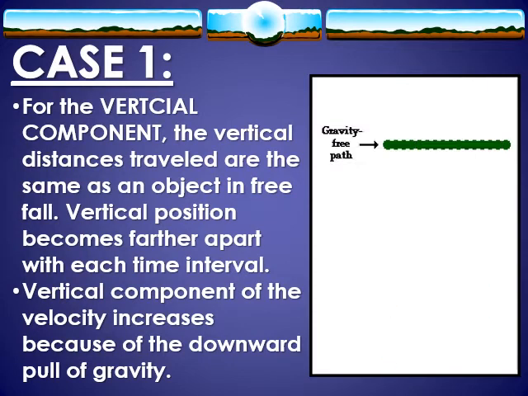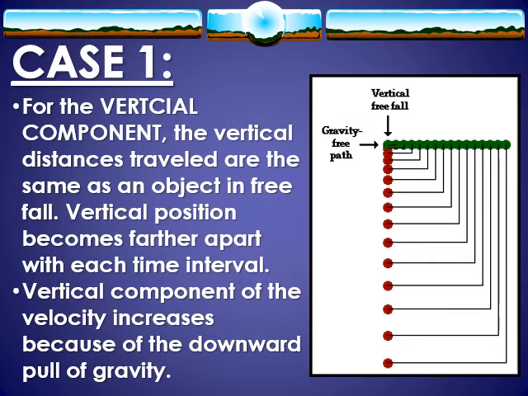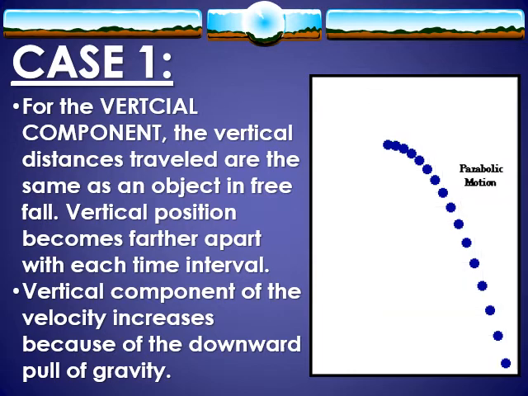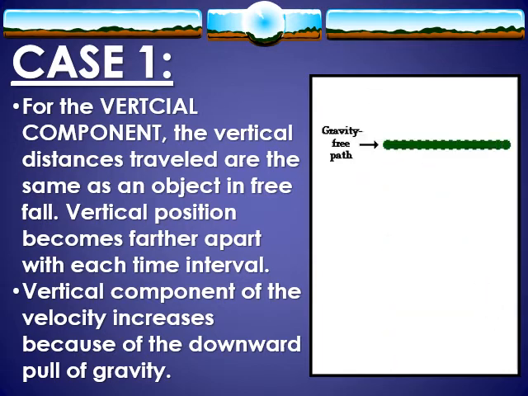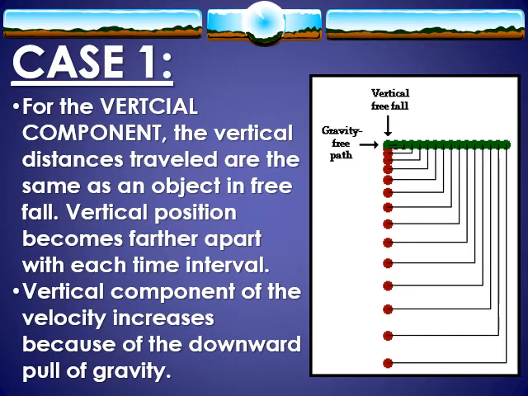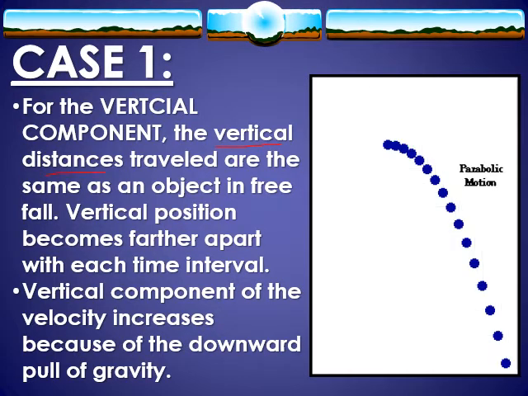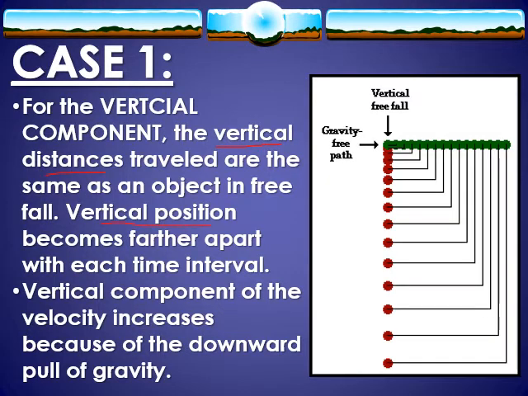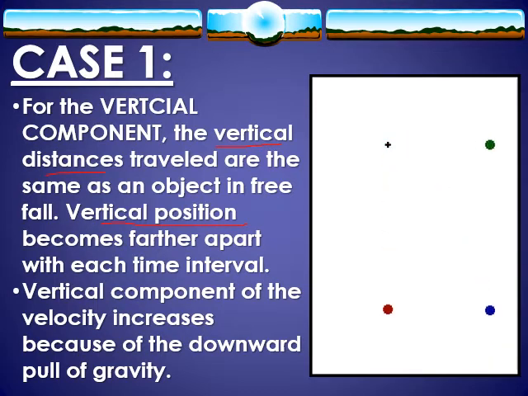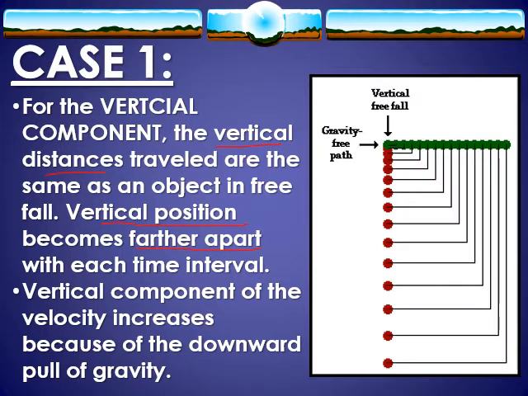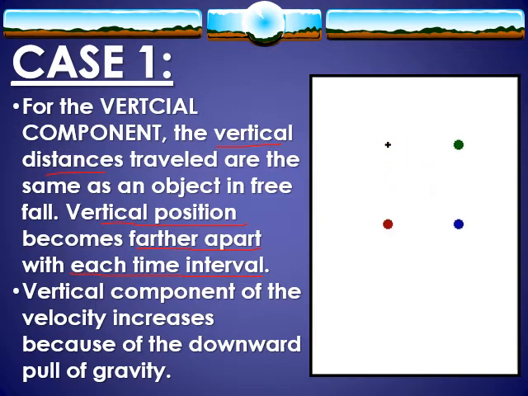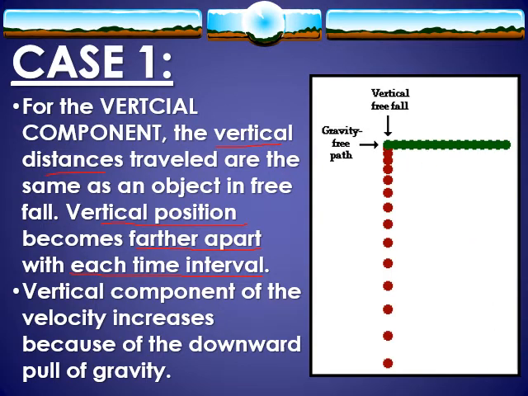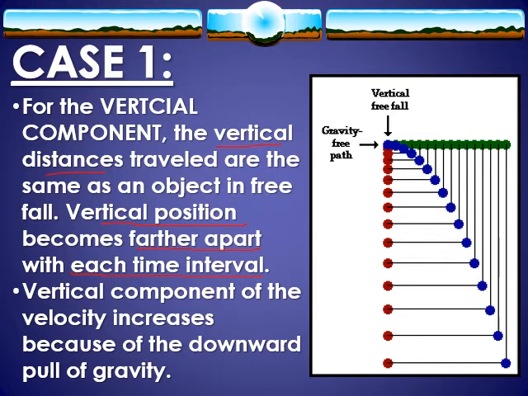Okay, ngayon, for the second question a while back, here is now the answer. It says here, for the vertical component, the vertical distances traveled, take note, are the same as an object in free fall. So what happens? Okay, sa vertical component naman sa object in case 1 projectile, vertical position becomes farther apart with each time interval. Okay, mas lumalayo yung distansya na natatravel vertically. Okay, if you take a look at it, we will see afterwards again in the next slide.